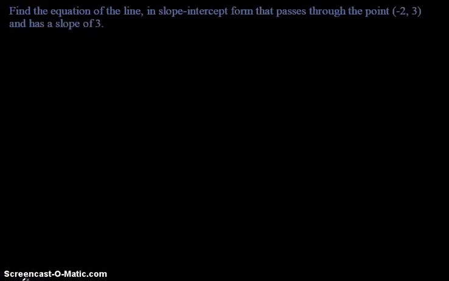All right, now in these next few problems, we're given less information. If you read the question, it says still find the equation of the line in slope-intercept form that passes through the point -2, 3, and has a slope of 3. So first off, we have to remember it asks us for slope-intercept form. So it's still y equals mx plus b.